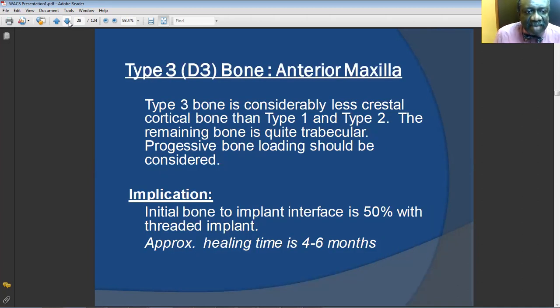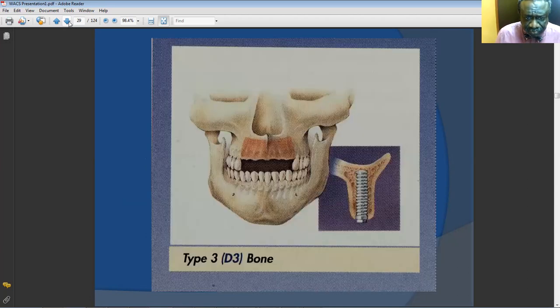And the type 3 bone, which is found in the anterior maxilla, has considerably less crestal cortical bone than type 1 and type 2, and the remaining bone is quite trabecular, and progressive bone loading should be considered. Of course, there is an implication. The implication is that the initial bone to implant interface is 50% with threaded implant, and approximately the healing time is 4 to 6 months. And this is where you find it, in the anterior maxilla.